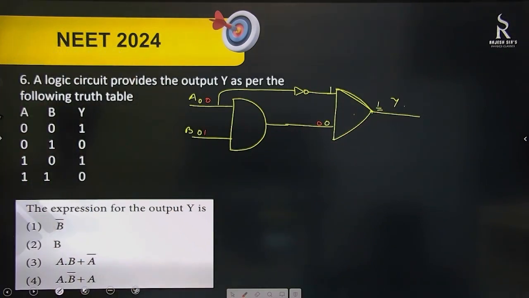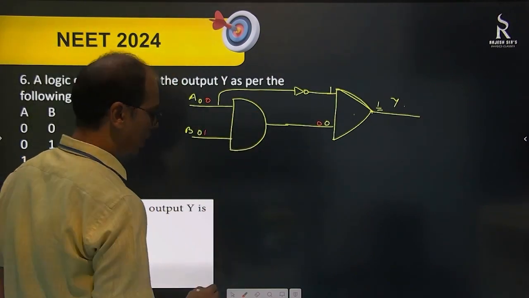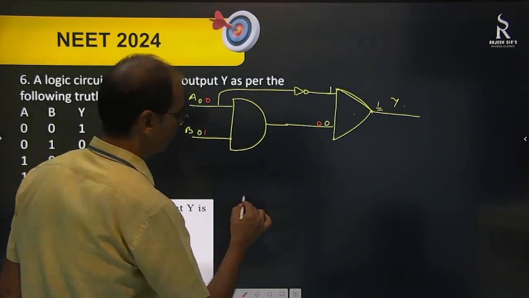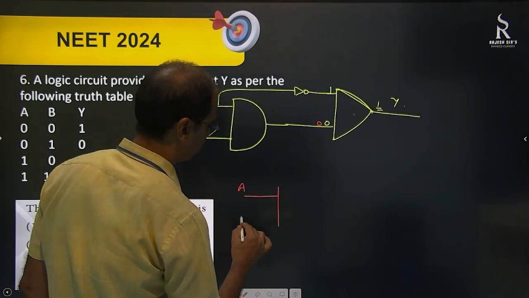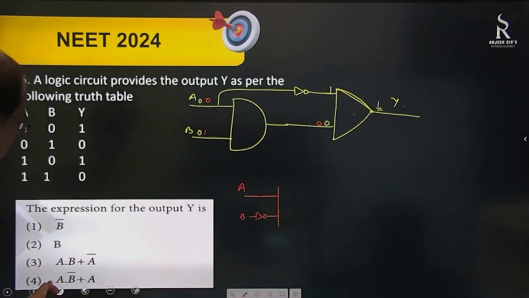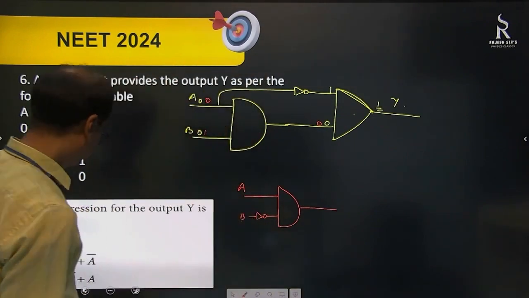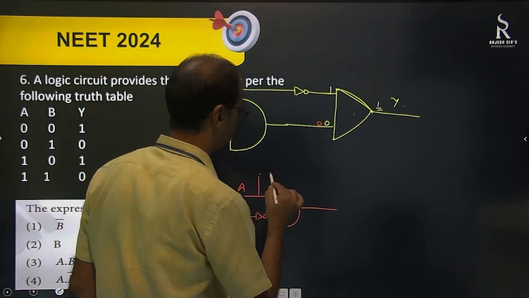Then what is the fourth option? A, B negative plus A. Okay, fine. So I am changing this. This one we are removing right now, so we are making another one. What it says: A dot B negative. So A is here, and B is here. But B negation is going into the AND gate, because this is AND. Then the OR gate is there, and directly the signal is coming from A. Okay, fine. Like this.